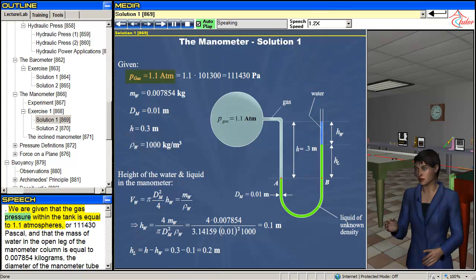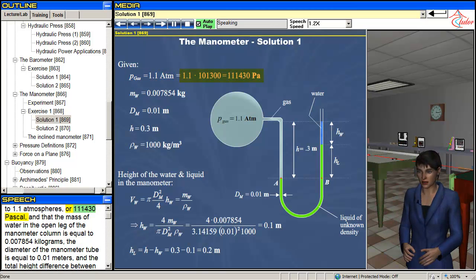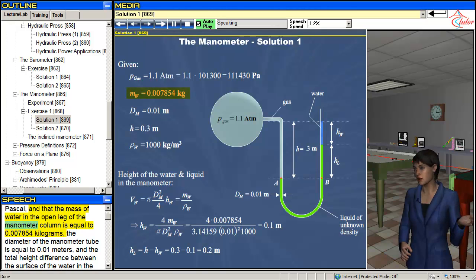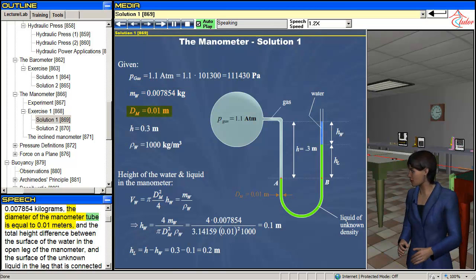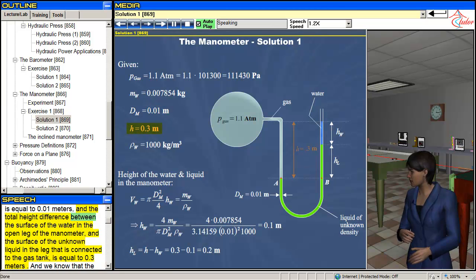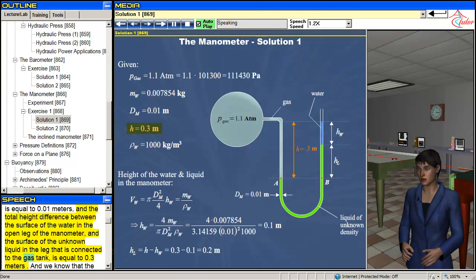We are given that the gas pressure within the tank is equal to 1.1 atmospheres, or 111,430 Pascal, and that the mass of water in the open leg of the manometer column is equal to 0.00785 kilograms. The diameter of the manometer tube is equal to 0.01 meters, and the total height difference between the surface of the water in the open leg of the manometer and the surface of the unknown liquid in the leg that is connected to the gas tank is equal to 0.3 meters.